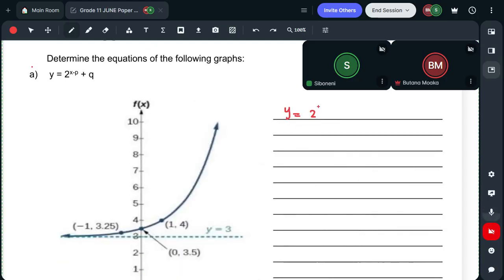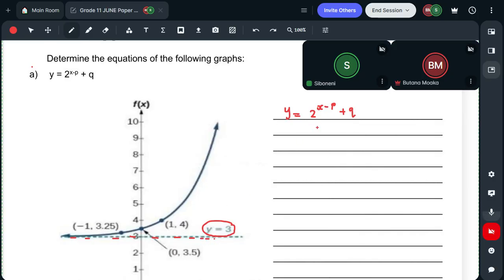It's y equals 2 to the power x minus p plus q. We need to find the equation. So when I look at this line here, at 3 we have the horizontal asymptote, y is equal to 3. That's the value of q.